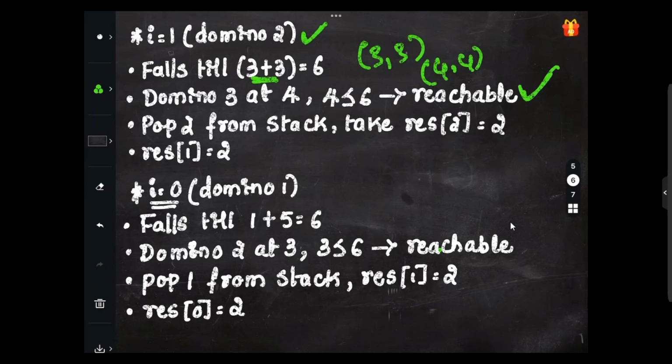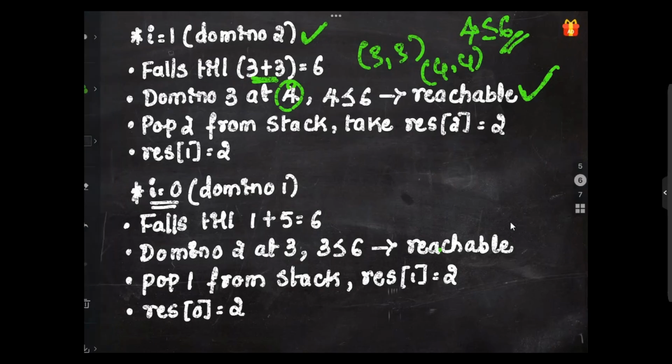See here, we have 6, and at the domino 3 we have this one, 4. 4 is less than or equal to 6, so this is reachable directly. So what we will do, we are left with the 2, right? 6 we have, here we have 4, so we will pop 2 from the stack. We will consider only result of 2 equals 2. We'll pop 2 from the stack because 6 minus 4 will be 2, and we'll pop that 2 value from the stack.